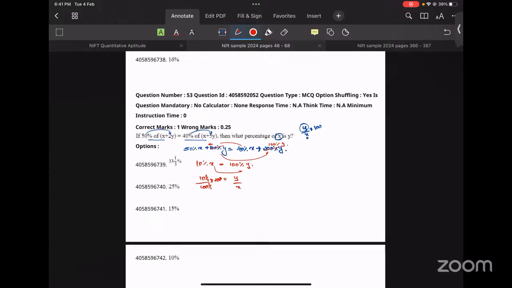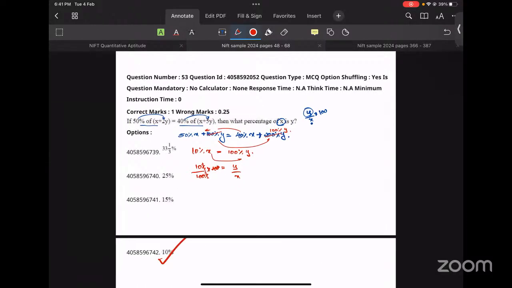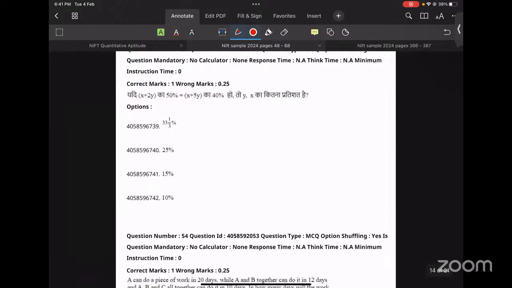Okay. See, actually, I just hid the correct answer. I'm sorry. Okay. 10% is the right answer. Maybe you guys may be confused for a few seconds. So that is 10%. So let's try another question.